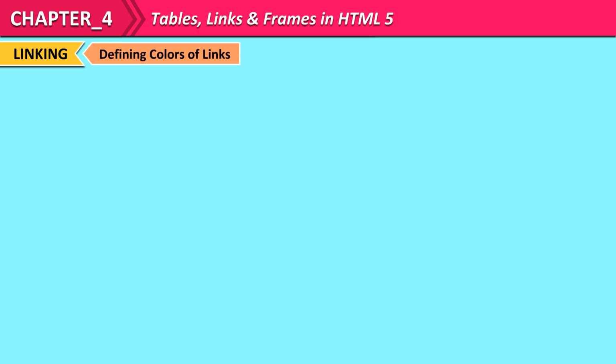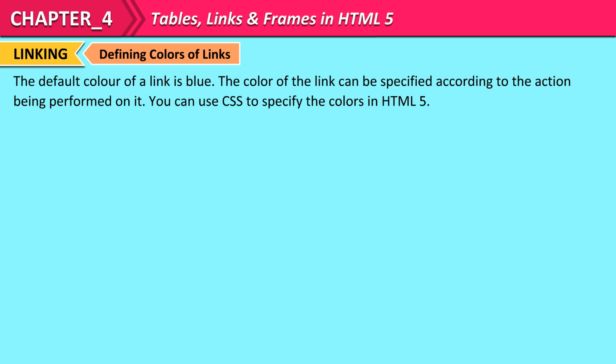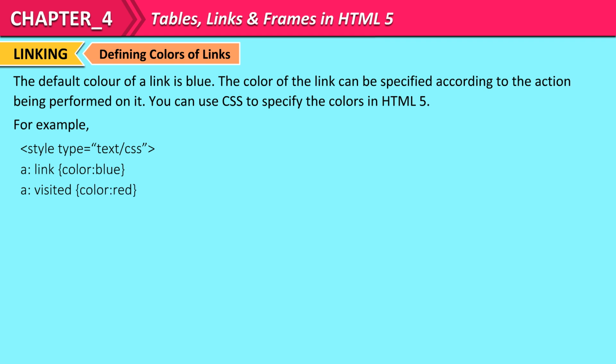Defining colors of links. The default color of a link is blue. The color of the link can be specified according to the action being performed on it. You can use CSS to specify the colors in HTML5. For example, style type is equal to text/css. a:link, color blue. a:visited, color red. a:hover, color orange. a:active, color yellow. Close style.